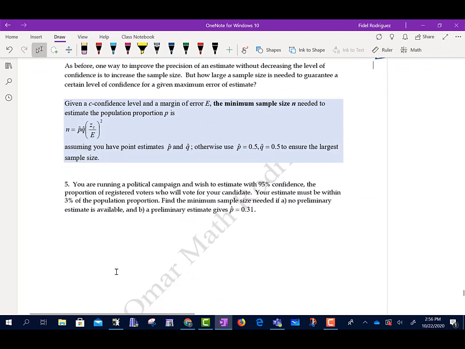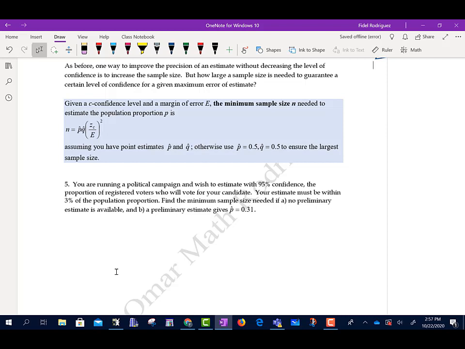And it says, as before, one way to improve the precision of an estimate without decreasing the level of confidence is to increase the sample size. But how large a sample size is needed to guarantee a certain level of confidence for a given maximum error of estimate? So it says, given a c confidence level and a margin of error E, the minimum sample size n needed to estimate the population proportion p is given by, and we have a little formula here.